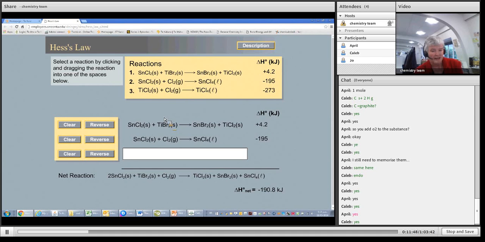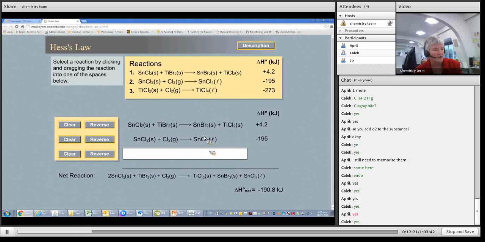I've got titanium bromide and chlorine. So there's my titanium bromide and my chlorine gas. Now it's always a good tip to have your arrows below each other. This way you'll always know what's on the left-hand side of the equation and what's on the right-hand side of the equation. So when you're doing Hess's law, draw your arrows in the middle of the page and have all the reactants on the left-hand side and all the products on the right. It just makes it easier to see.